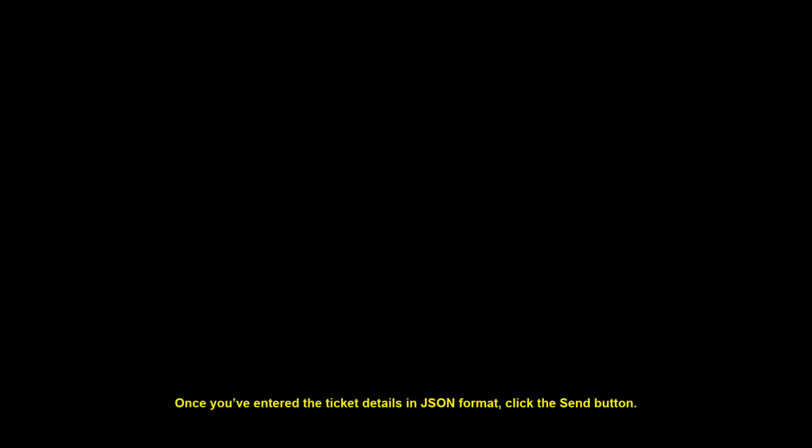Once you've entered the ticket details in JSON format, click the Send button. If your setup is correct, you should receive a success response from the Freshdesk API. Take note of the ticket ID in the response, as this confirms your lead ticket was created successfully. Congratulations, you've authenticated the Freshdesk API and created your first lead ticket.